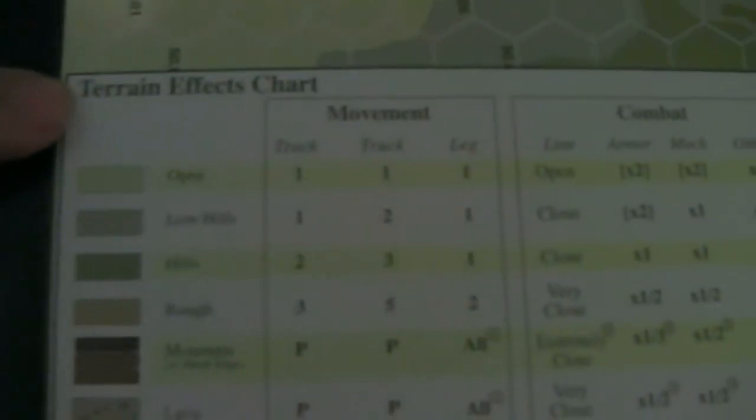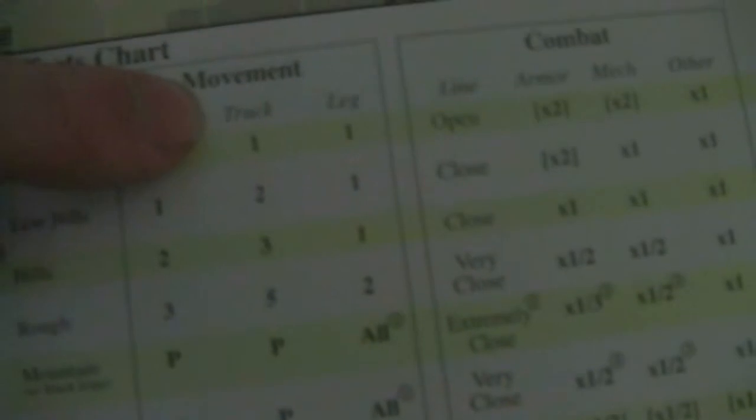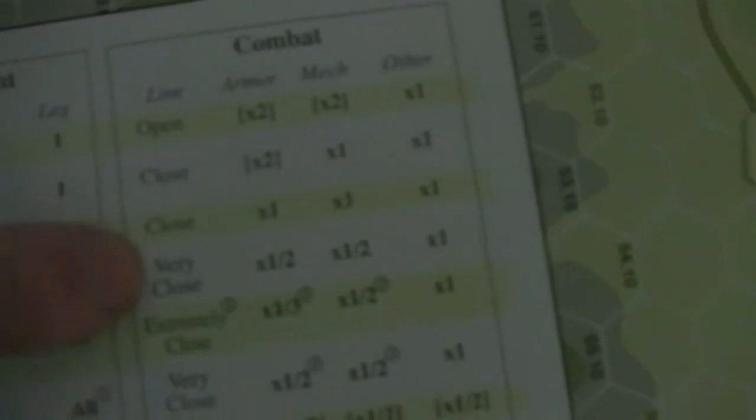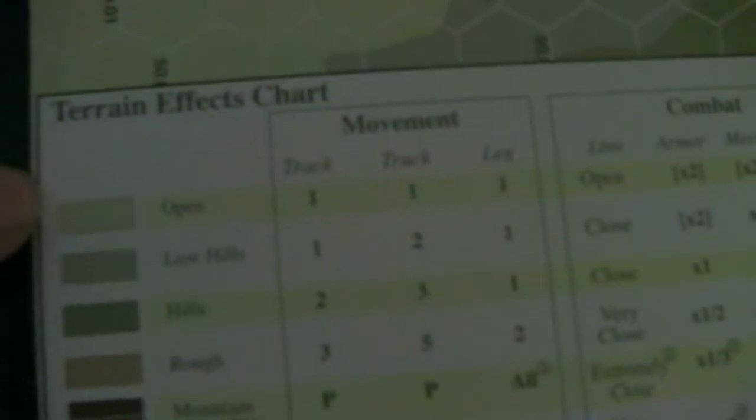Okay, so what we do is we look at the terrain effects chart. Terrain effects, you've got all your different types of terrain listed. You've got how much movement it takes, and you've got movement for tracked vehicles, trucked vehicles or wheeled vehicles, and leg, which is anything which is infantry basically. You also have combat effects for the different types of terrain, and generally it classes things as open or close, etc. But we'll worry about that in the section on combat.